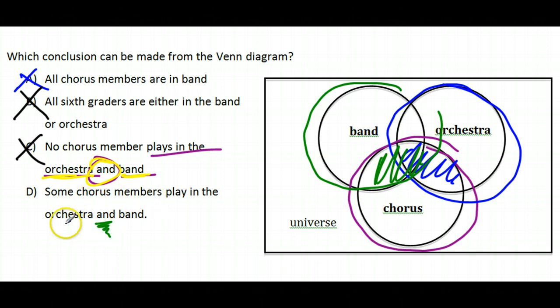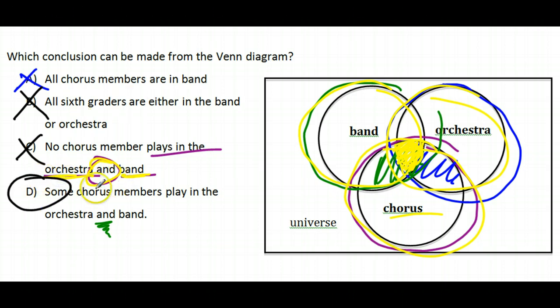I want the chorus members that play in the orchestra and the band. And we do have that. We have that section right in here. They're in the chorus because they're in the chorus circle. They're also in the band circle and they're in the orchestra circle. So these people, represented by the yellow, are in all three items. So D is the only conclusion that we can draw from this.